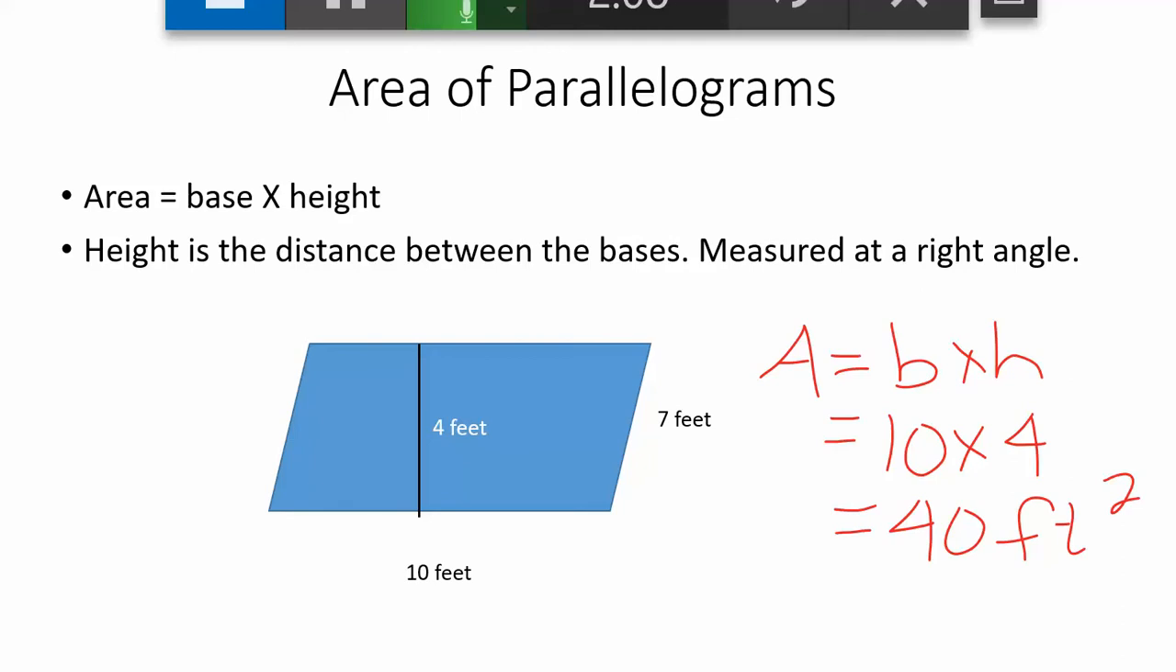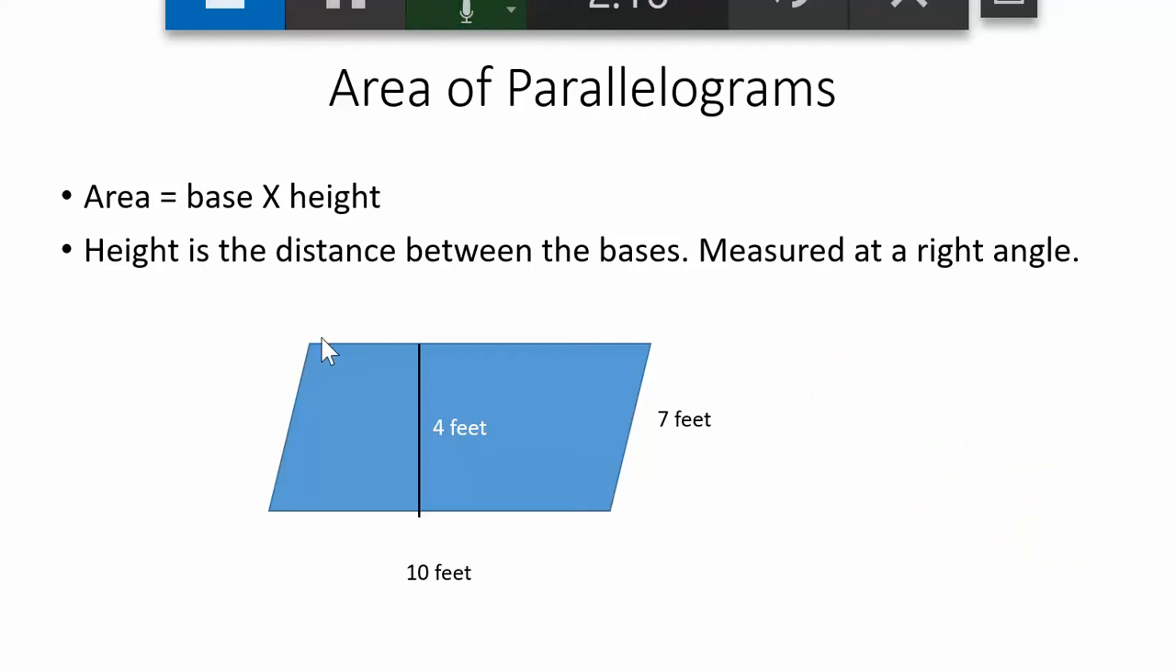Now in this problem, we do have enough information to figure out the perimeter. Remember, the perimeter is the distance around the outside. So if I trace around the outside, that would be what I'm measuring for the perimeter.